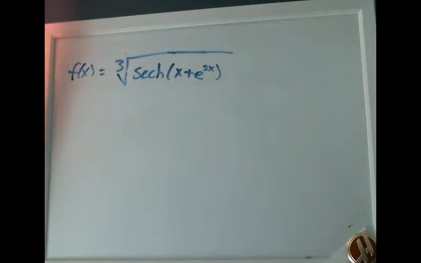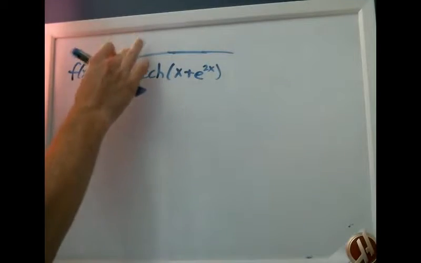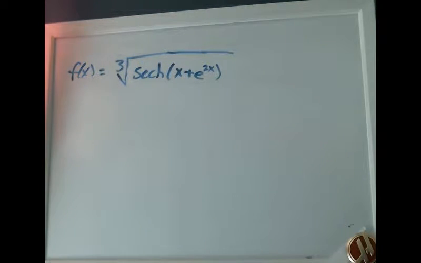Okay, let's go over some more moderately difficult chain rule problems. This is an example of the cube root of secant hyperbolic of x plus e to the 2x, and we want to find the derivative of this. Sounds bad, but it's not as bad as you'd think, because chain rule never changes. You're only multiplying the derivative of the outside times the inside and working your way in.